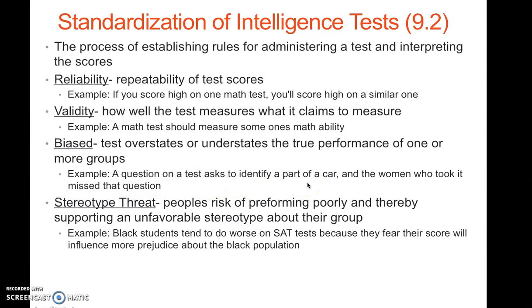Bias: a test overstates or understates true performance of one or more groups, so on a test, a question asked to identify a part of a car. The women who take it usually do worse on this question because it's kind of geared towards men. And lastly, stereotype threat, people's risk of performing poorly and thereby supporting unfavorable stereotypes about their groups. So, for example, black students tend to do worse on SAT tests because they fear their scores will influence more prejudice about the black population.